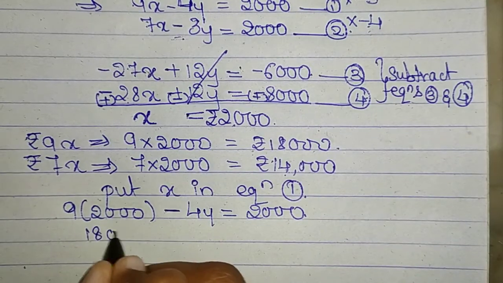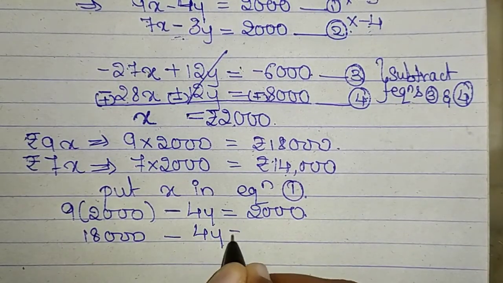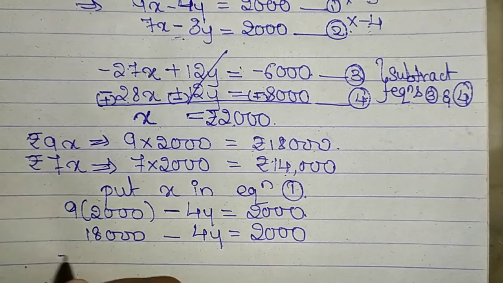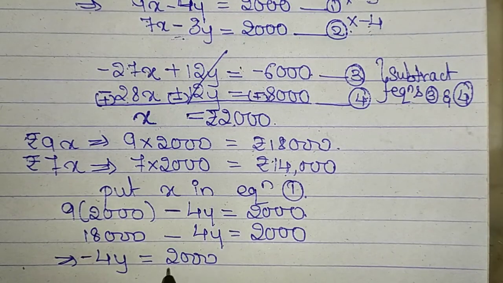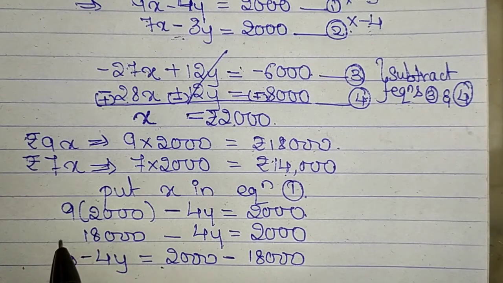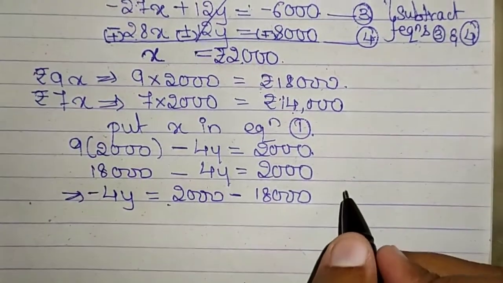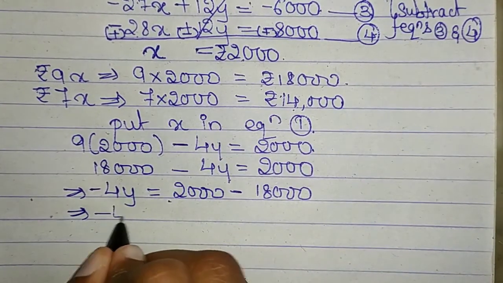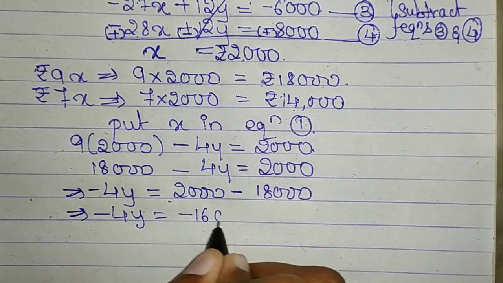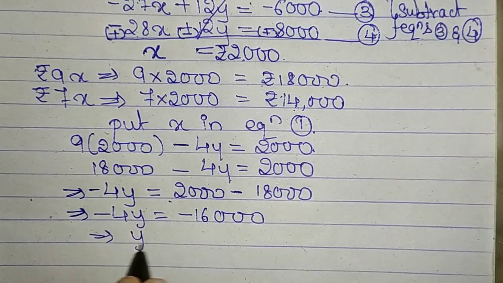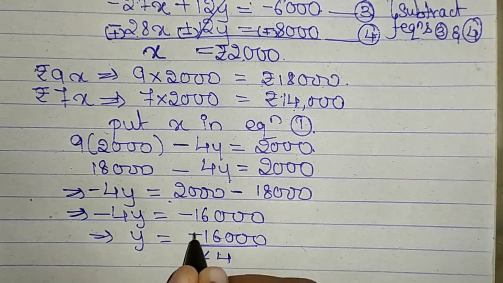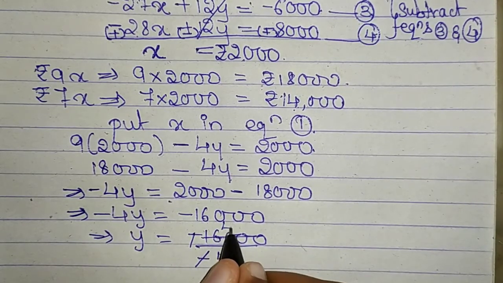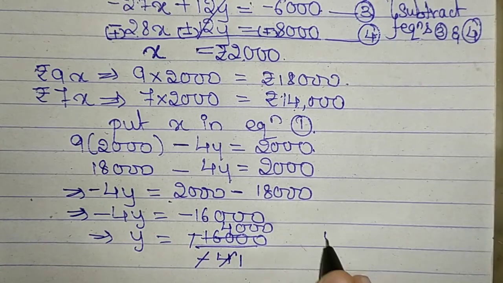So it is 18,000 minus 4y is equal to 2000. This implies minus 4y is equal to 2000 minus 18,000. Transposing plus 18,000, it will be minus 18,000. So this implies minus 4y is equal to minus 16,000. This implies y is equal to minus 16,000 by minus 4. Minus minus cancels out. 4 ones are 4, 4 fours are 4,000. So y is equal to 4,000.